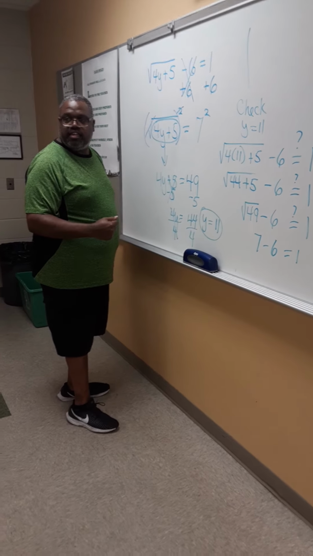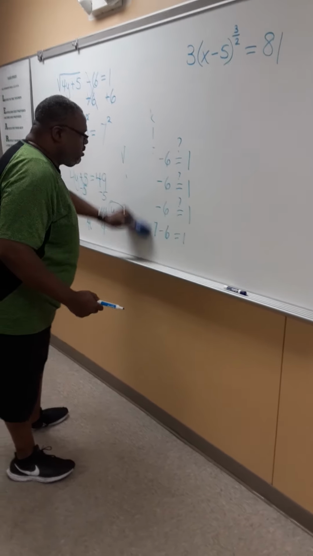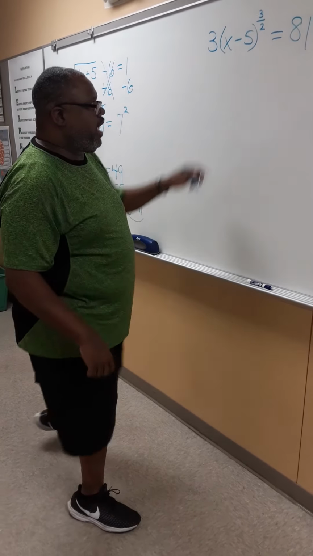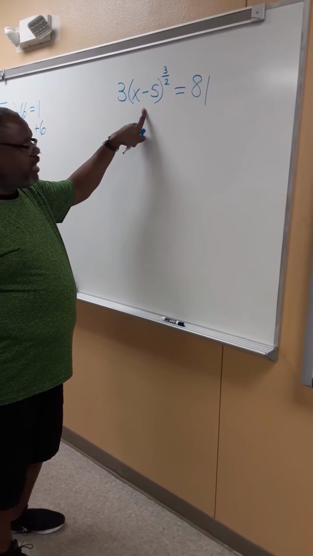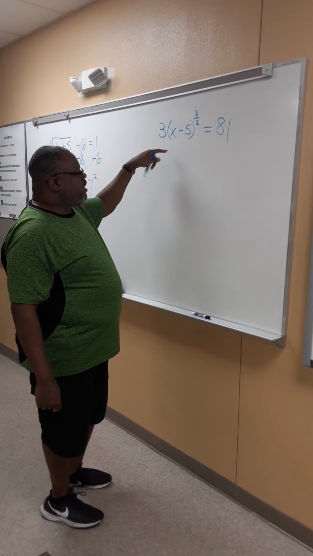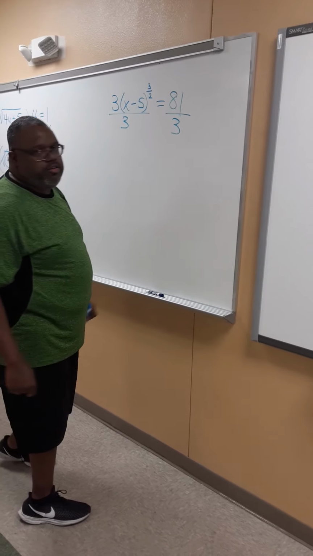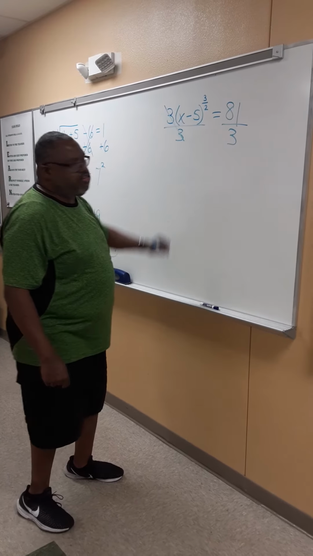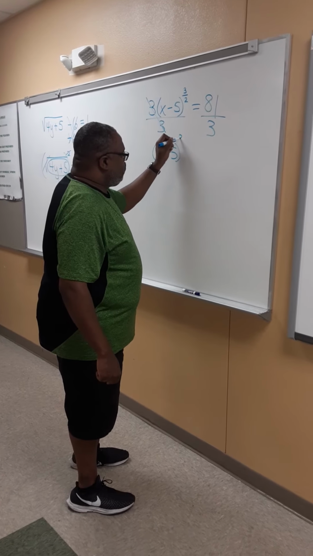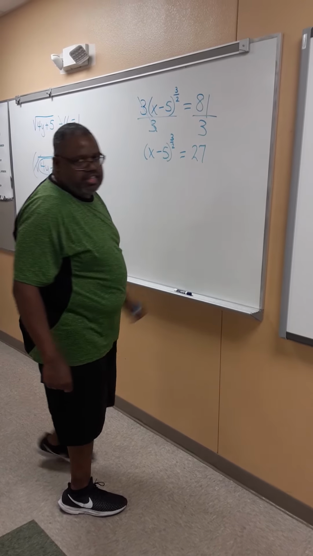Any questions on that? We got it. All right, good, good. So let's try the next problem. So I'm going to erase this here. Okay. Now, because of the rational exponent, before we deal with the rational exponent, I'm going to deal with this 3 on the outside. So I'm going to divide both sides by 3. So the 3's cancel out, and all I have left is x minus 5 raised to the 3/2 power. 81 divided by 3, that's 27.